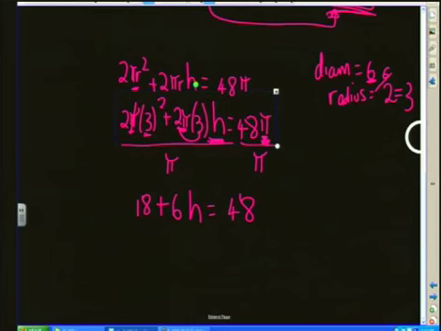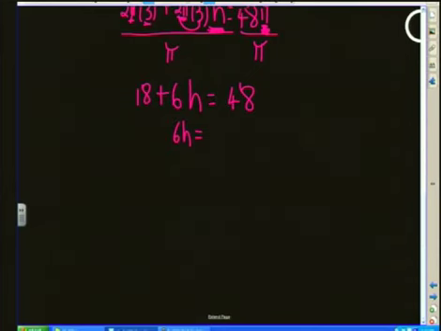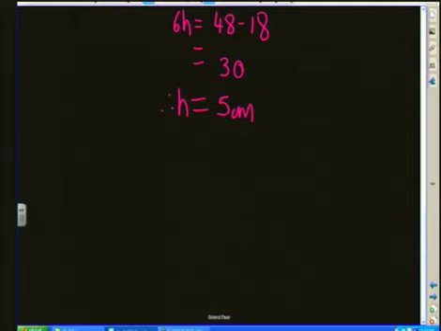So I'm going to get 6h is equal to 48 minus 18. And that's going to give me 30. So 6h is equal to 30. I'm just looking for h, so I divide both sides by 6, and I get that the height, 30 divided by 6, is 5 centimeters.